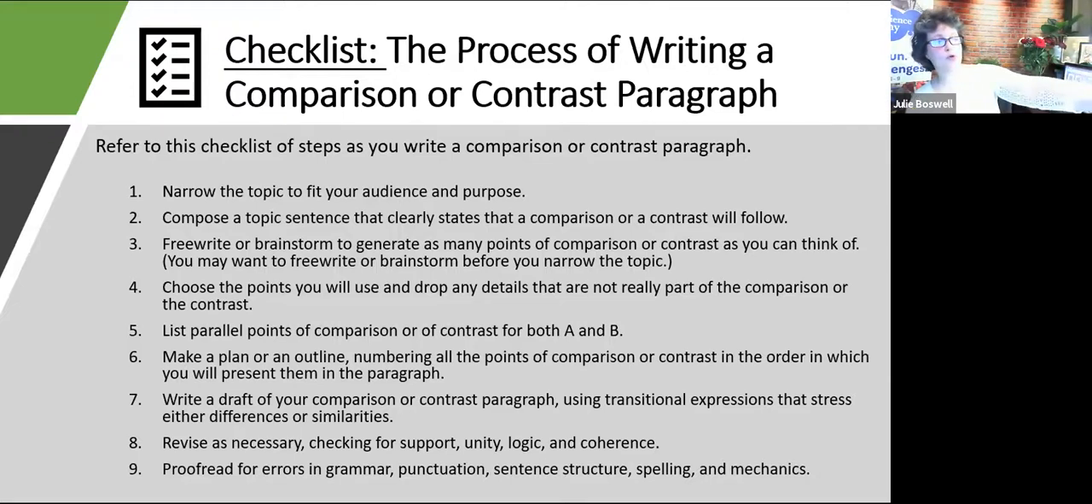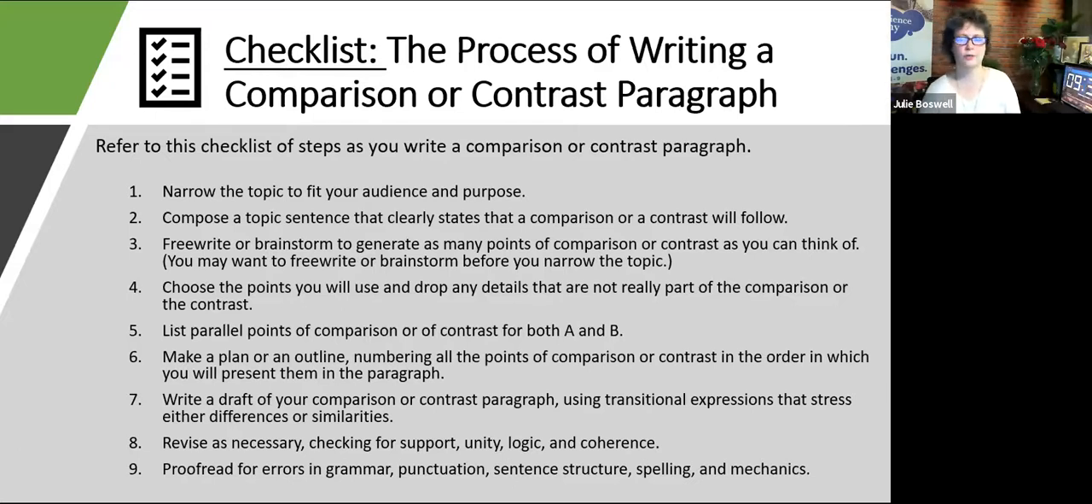Free write or brainstorm to generate as many ideas of comparison or of contrast as you can think of. You may want to free write or brainstorm even before you narrow the topic. Choose the points you're going to use. Drop anything that you're not able to fit in, that doesn't really make your point. List parallel points of comparison or contrast for both A and B. So if you want to compare them on cost, or on size, or on taste, make sure that you have something for both of them. Then make a plan or an outline, numbering all the points in the order you'll present them in the paragraph.